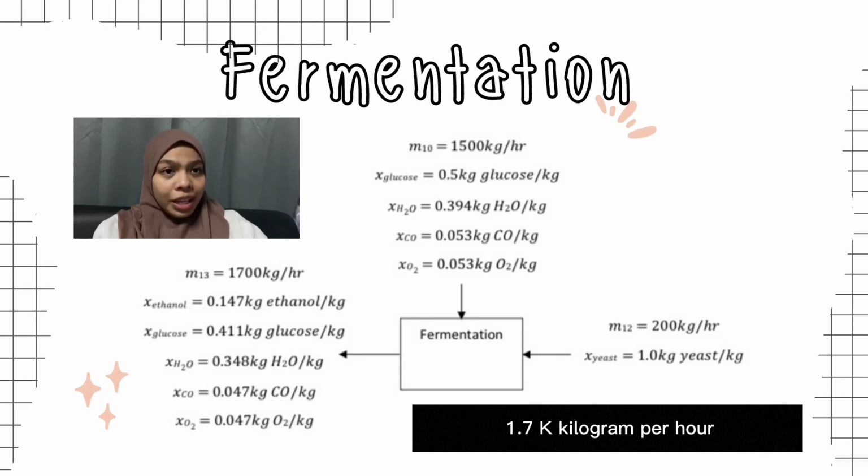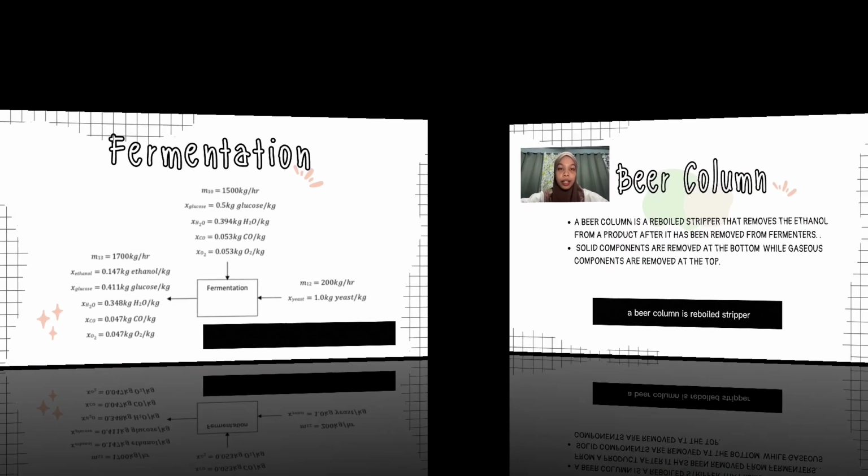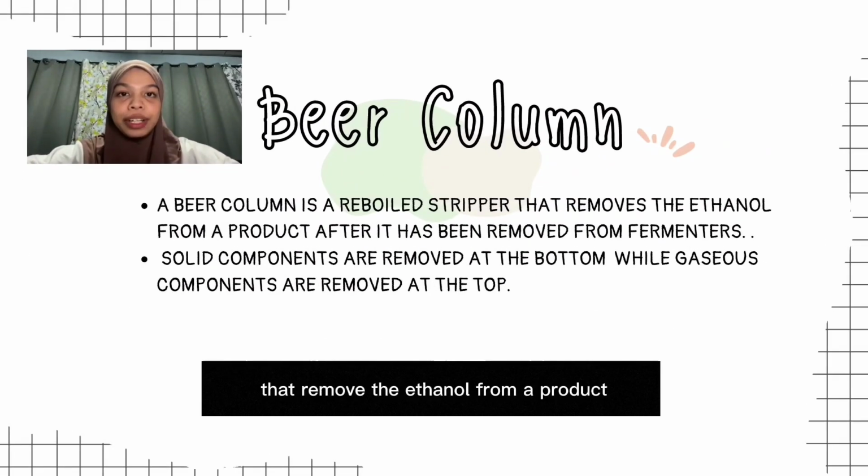1.7 kg per hour is an output that contains 0.147 kg of ethanol, 0.411 kg of glucose, 0.348 kg of H2O, 0.047 kg of CO2, and 0.047 kg of O2. A beer column is a reboiled stripper that removes the ethanol from a product after it has been removed from the fermenters.